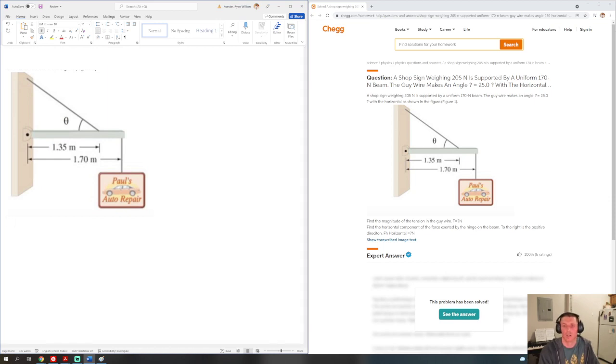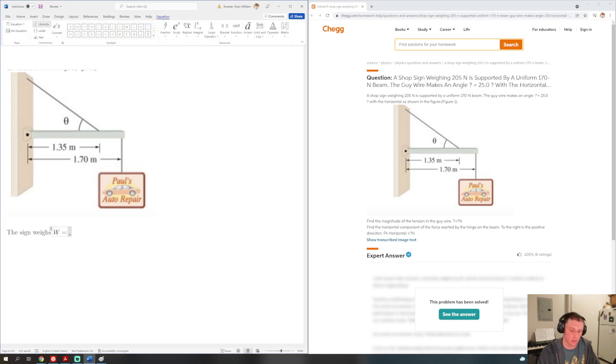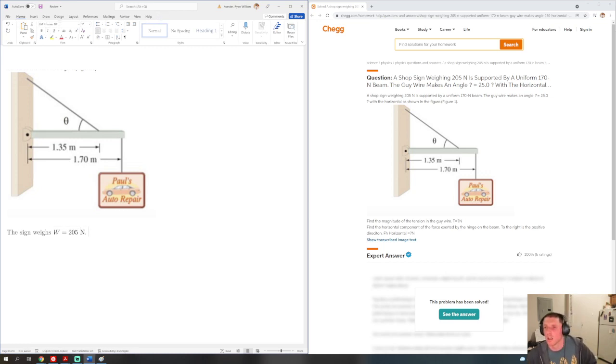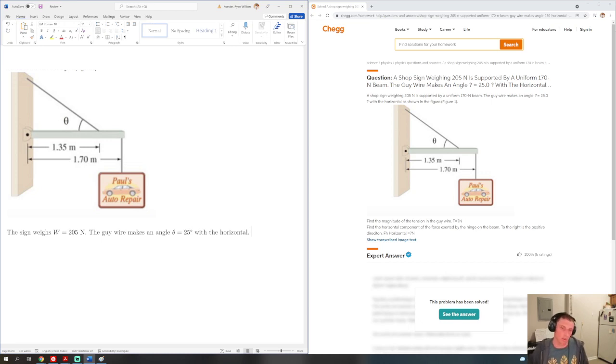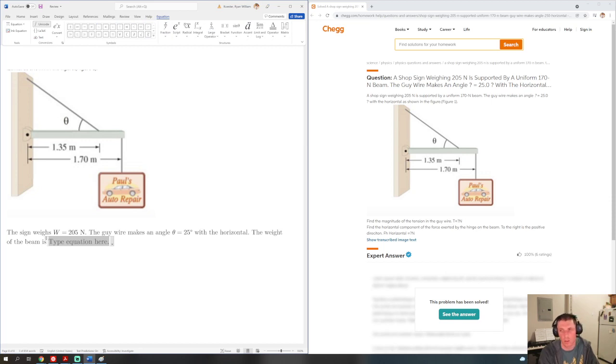Yeah, okay, I like this. So we have that the sign's weight, let's call it big W, is 205 newtons. And the guy wire makes an angle theta equals 25 degrees with the horizontal. This is a good one, I think, actually, because this will also give us some practice with this angle and calculating torque and stuff too. What else do we have? We have that the beam has a weight also. The weight of the beam, we'll call it little w, is going to be 170 newtons.